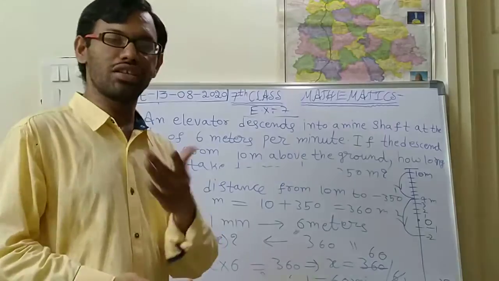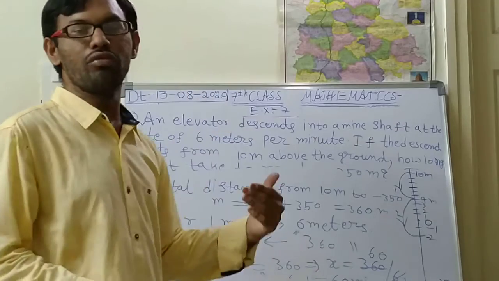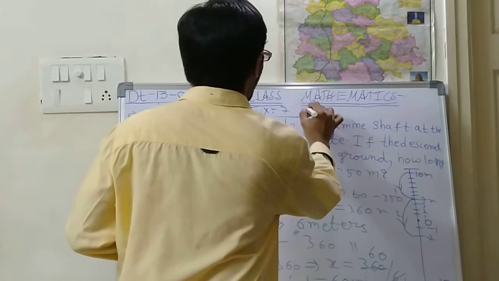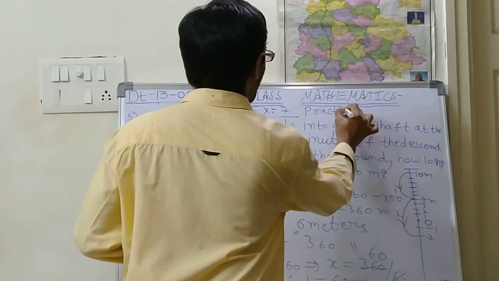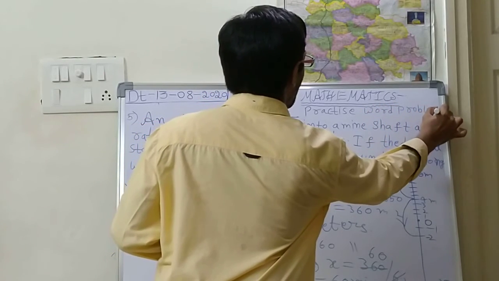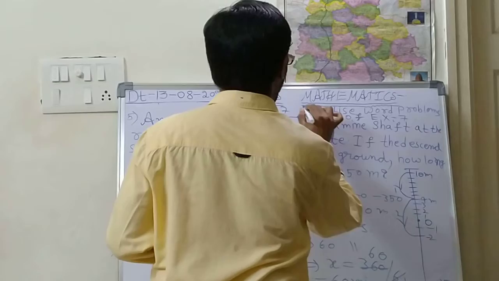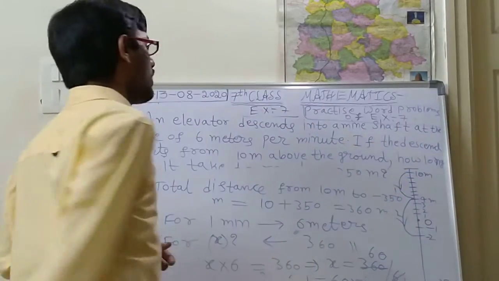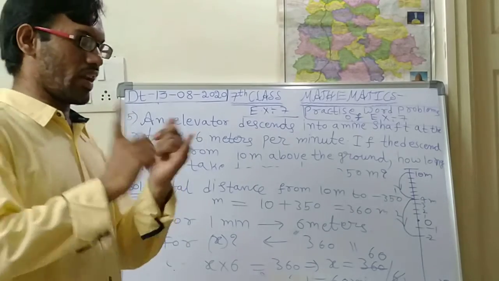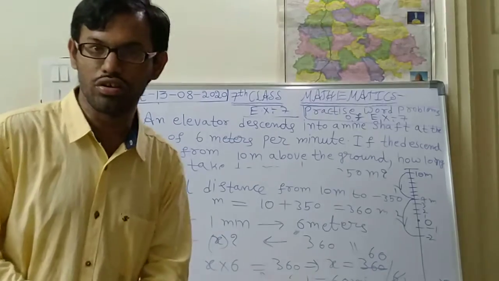So homework, what is the homework? Once practice these word problems. Practice all the word problems there are up to today. Practice the word problems of exercise 7, and once revise the properties of integers under addition, under multiplication, under subtraction, and under division. These are the homework for today's class.